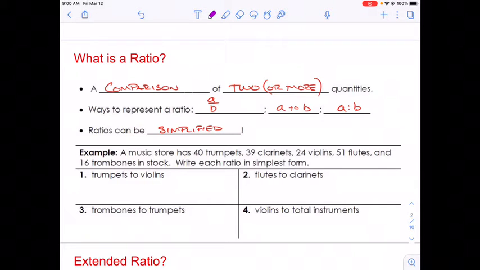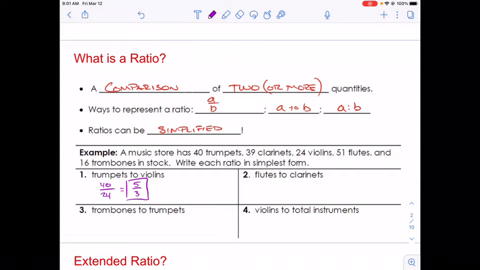So we're going to look at trumpets to violins. We've got 40 trumpets. Trumpets comes first, so we're going to put 40 on top. Then we're comparing this to violins, so we look over for violins, and we've got 24. Then we check to see if we can reduce this. And we can. We can reduce it by 8, because 8 goes into both. So 40 divided by 8 is 5, and 24 divided by 8 is 3. So our answer is 5/3. The ratio is 5 to 3.